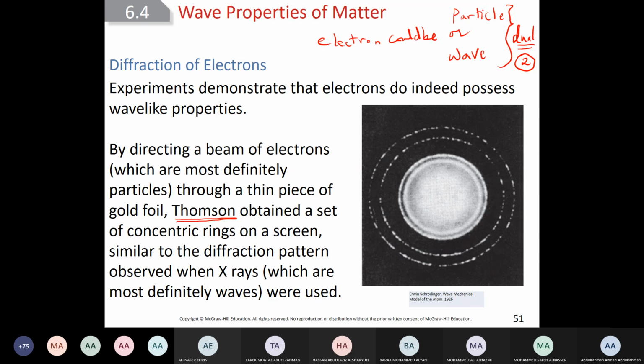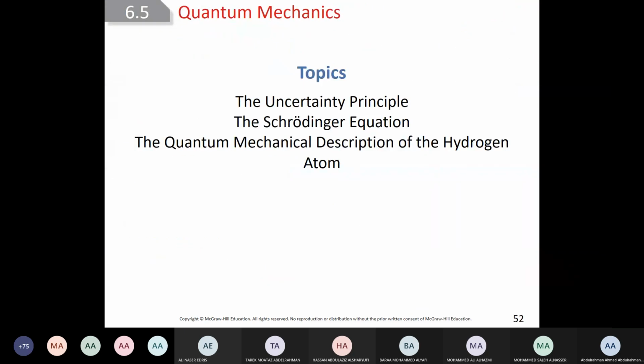How about light? Light also has a dual function. It could be a wave or a particle. What's the name of the particle? Photon. So light has a dual function. What's the meaning of dual function? It has two states. Fantastic.